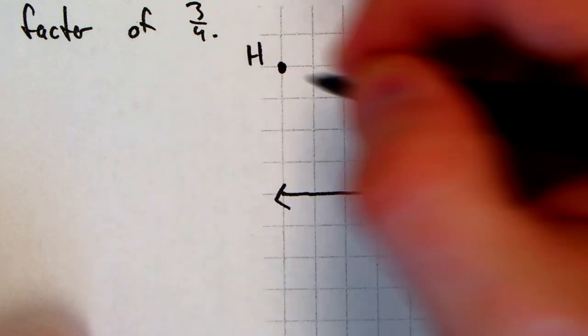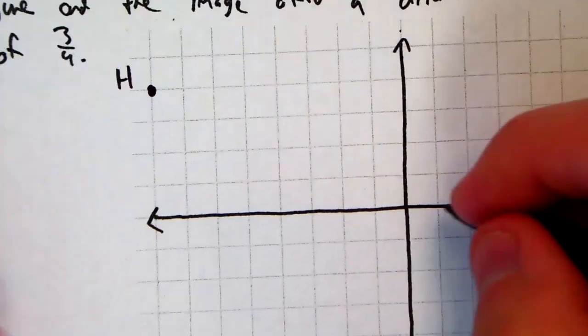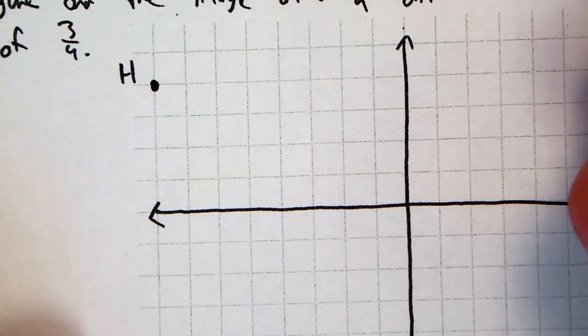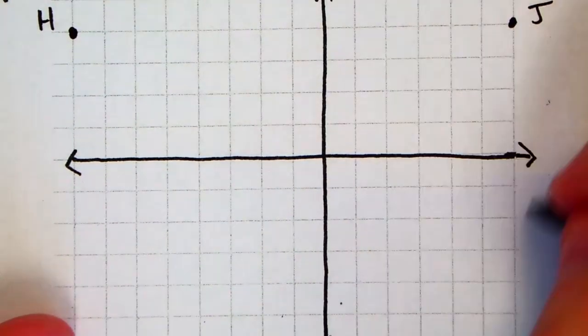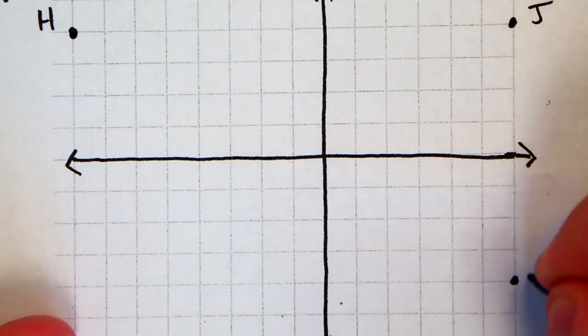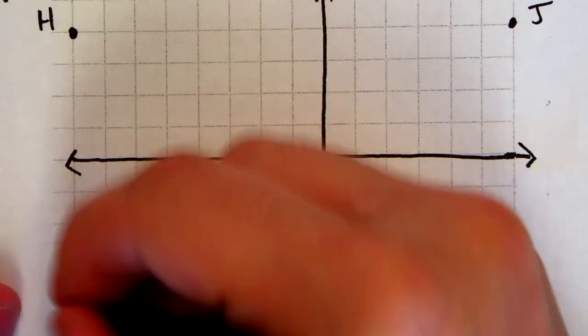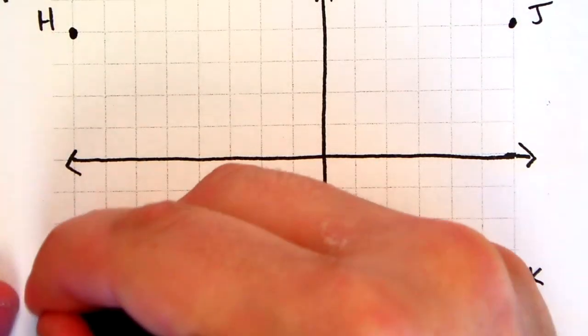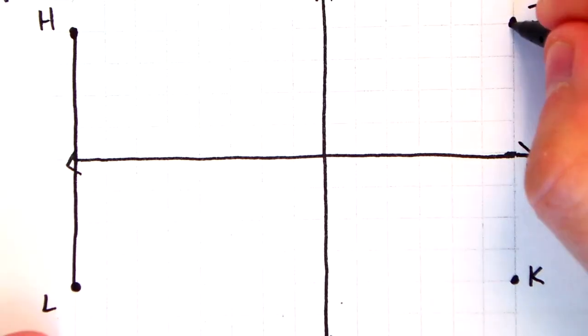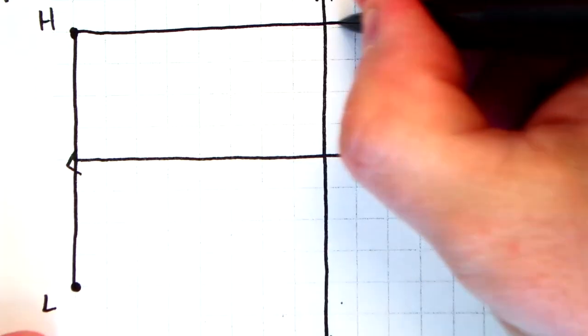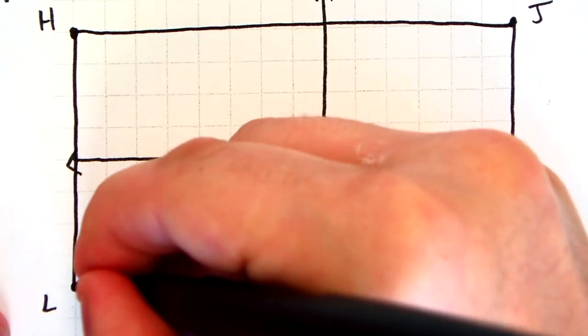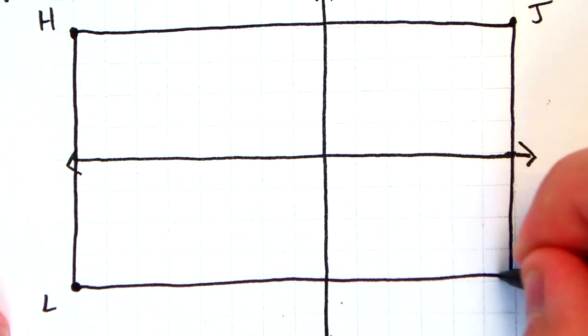J is to the right 6, and up 4. K is to the right 6 and down 4. And L is back 8, down 4. So this is my figure, and it turns out that this is a rectangle. So I connect the ordered pairs with a line, and that's my rectangle.